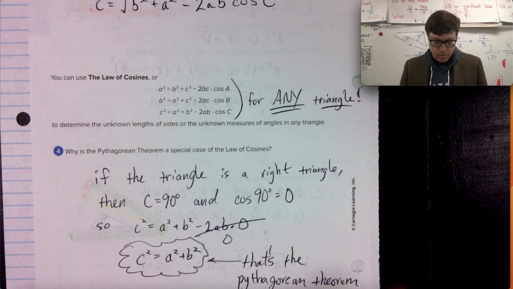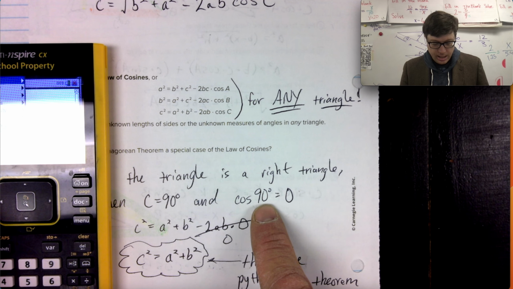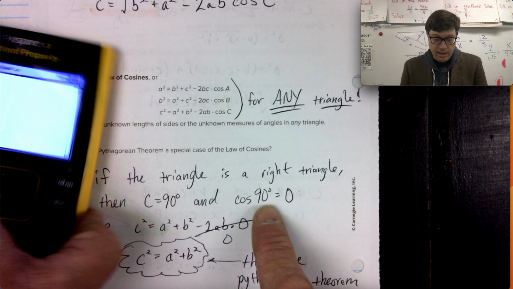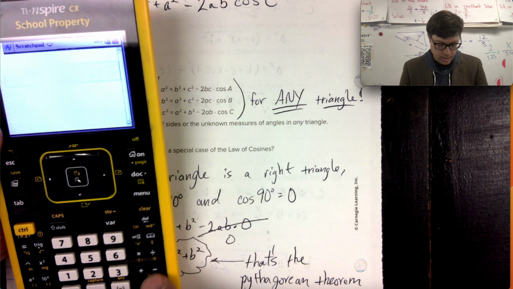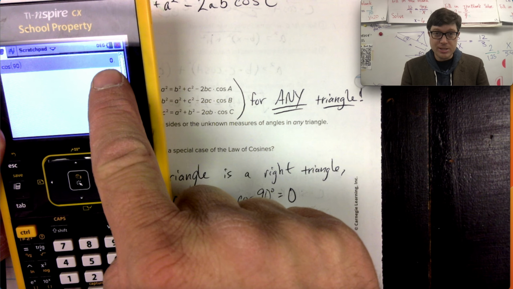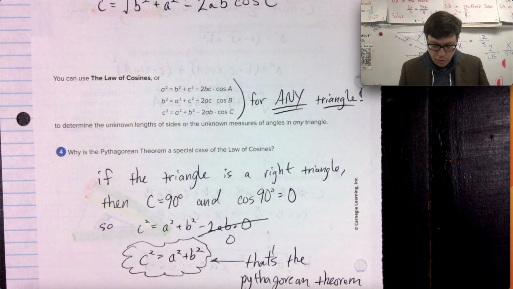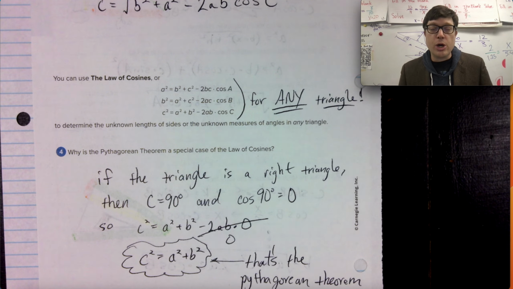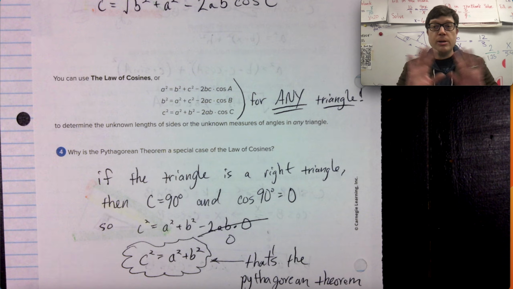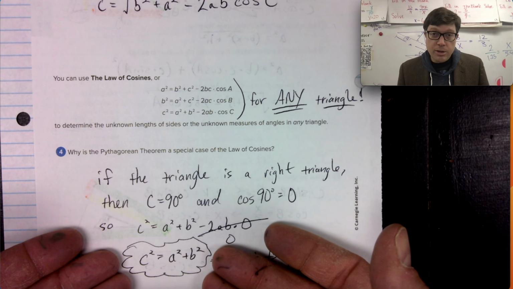And it turns out cosine of 90 is 0. Shall we check that out? Be in degree mode. Cosine 90 is equivalent to 0. So if you put a 90 degree into that formula, all of 2AB cosine C, cosine 90, becomes 0. And you have the Pythagorean theorem.